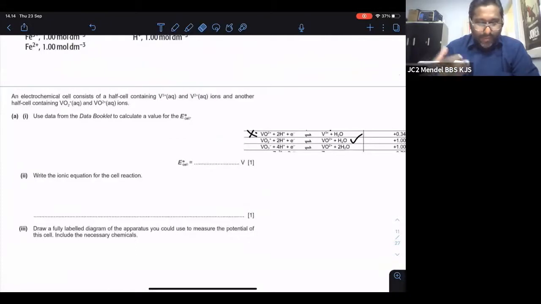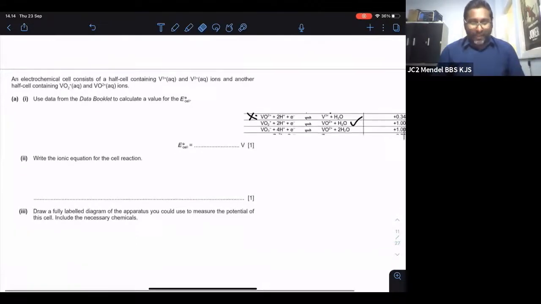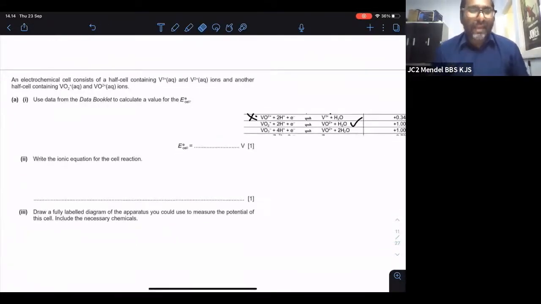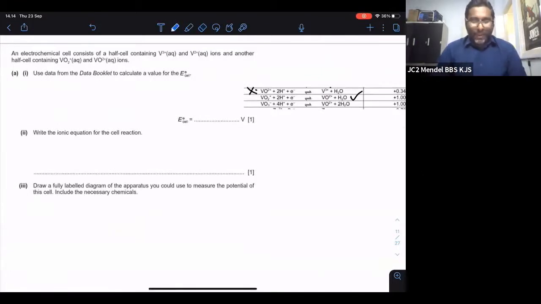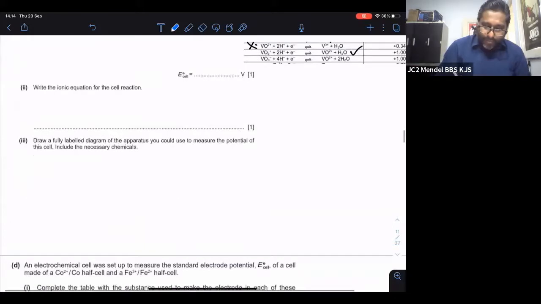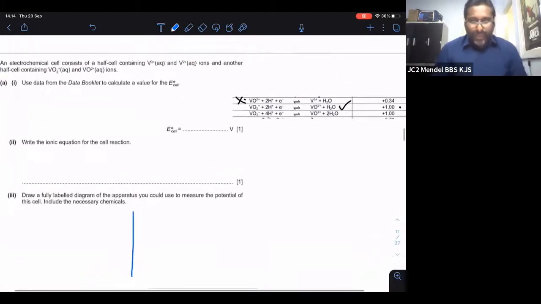You can see an electrochemical cell consisting of V3+ and V2+, and another half cell. So you need to draw. To save time, I will actually not draw, but I'll write down what you need to do if they ask for it.